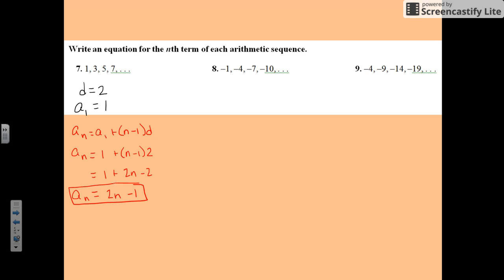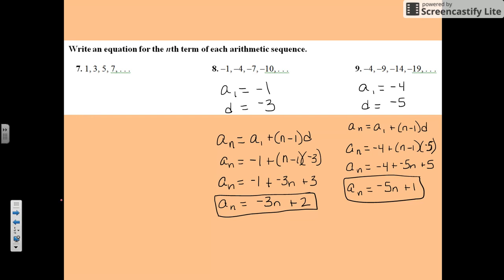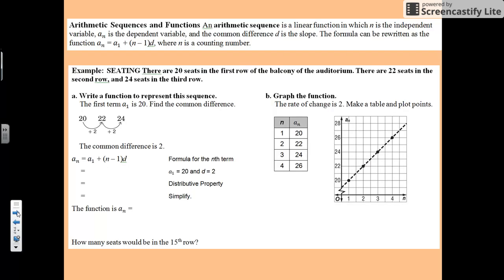Now, I have a habit of always writing it with my variable term first, and that's because as we move into linear equations, this will be our slope. 2 will be our slope, -1 will be our y-intercept. So if you always get in the habit of writing your variable term first, it can really help. Now go ahead and try 8 and 9 and come back here to check your answers. Okay, you can pause here for a minute and check your answers on 8 and 9. And then let's move on to this last example.